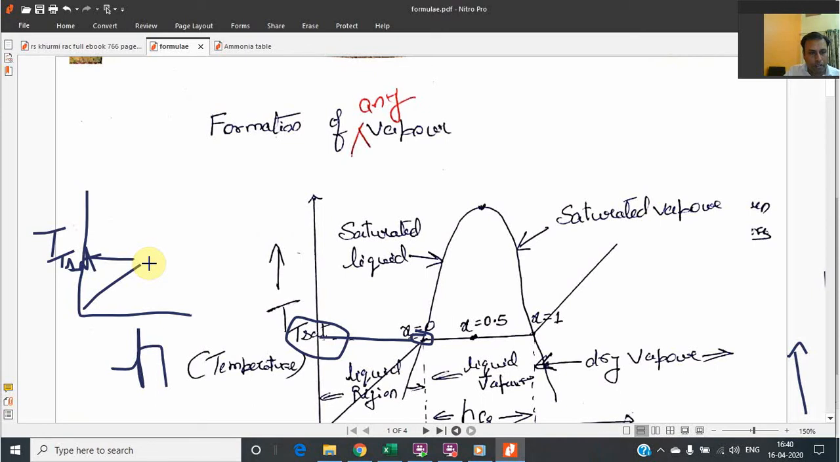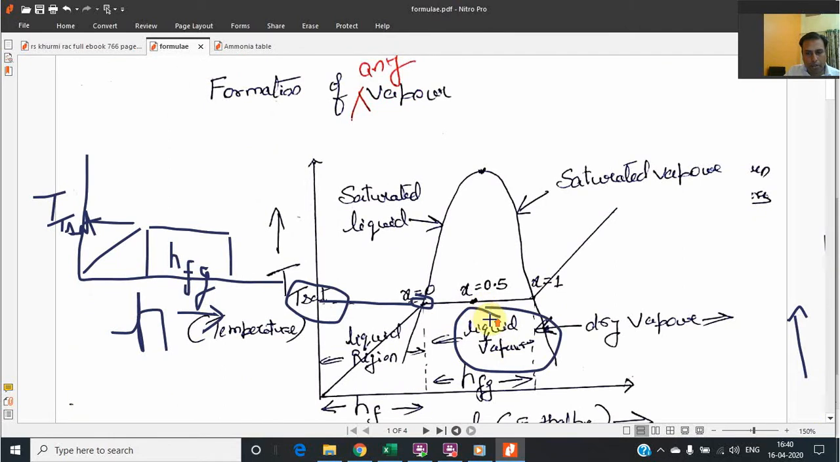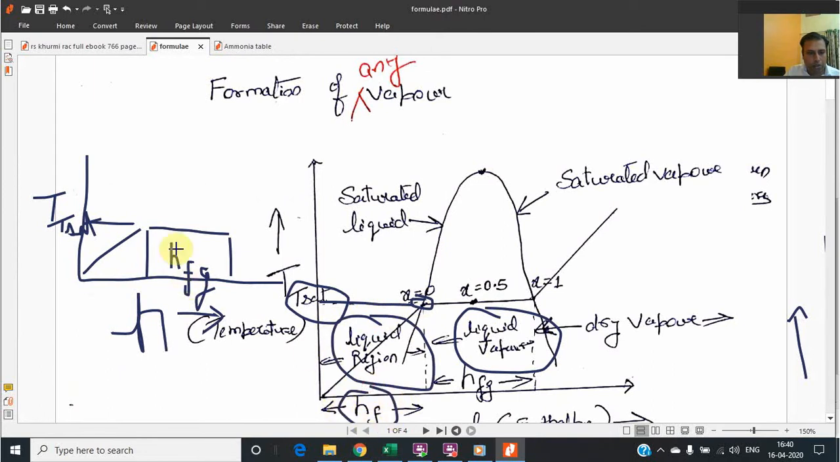If we give some more heat, then it will consume the heat. That is not a problem, and that heat will be shown by HFG, because in this case it is neither fluid nor gas. It will be a mixture of the two. That is why I have written liquid plus vapor in this region. In this region I have written the liquid. Whatever heat it has consumed up to this point is shown as HF because it was fluid.